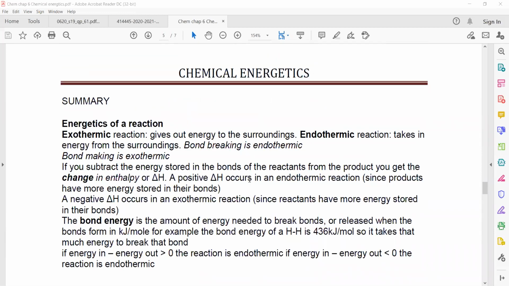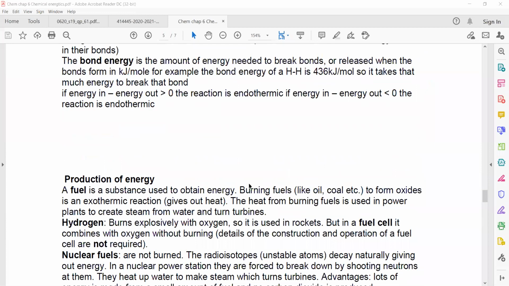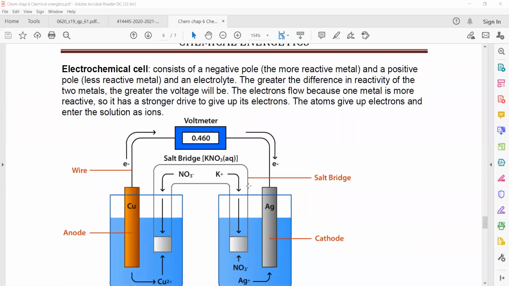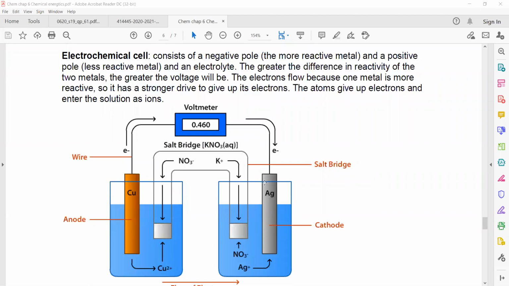Is it clear? The endothermic and exothermic reactions. The fuel cell we already discussed.